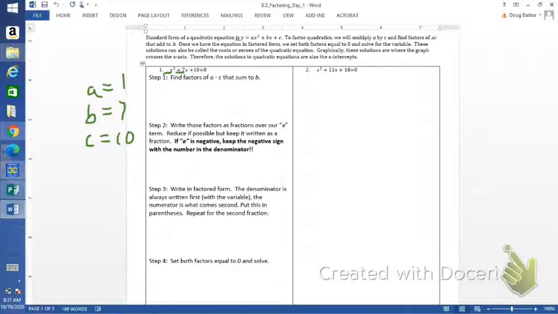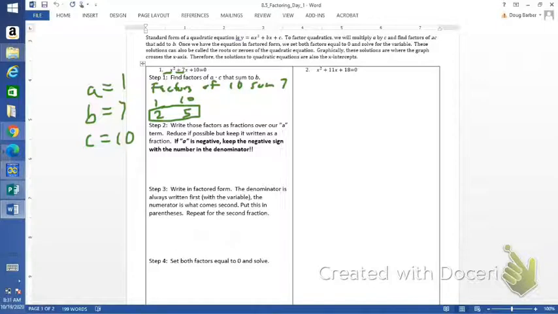So we want factors of 1 times 10, a times c. So we want factors of 10 that sum to 7. Alright, so the factors of 10, 1 and 10, and 2 and 5. Which one of those sets adds to 7? Well, the 2 and the 5. Okay, so step 1's finished.